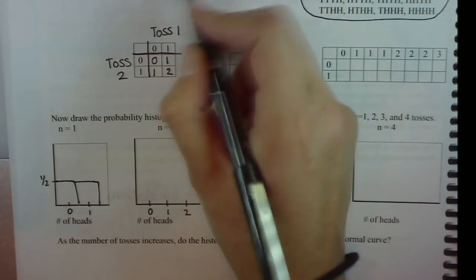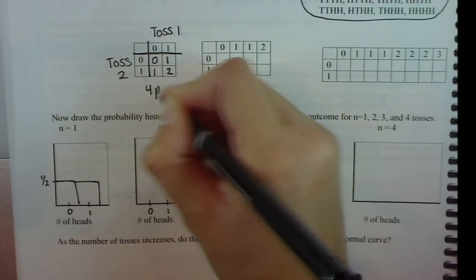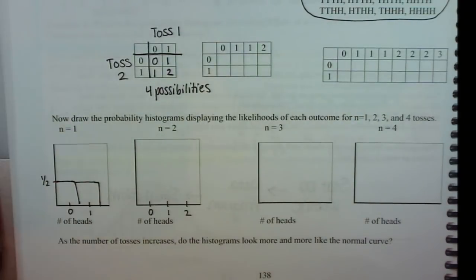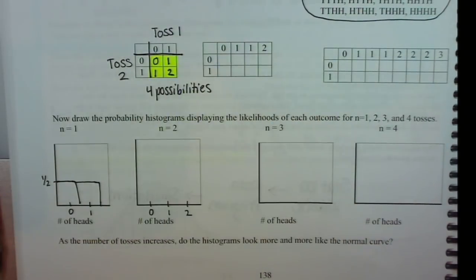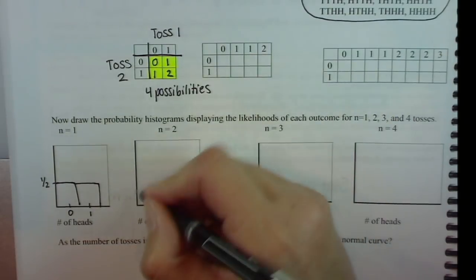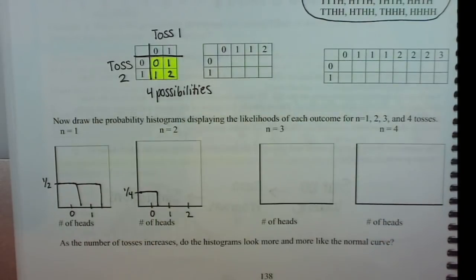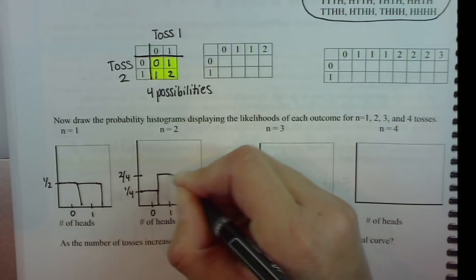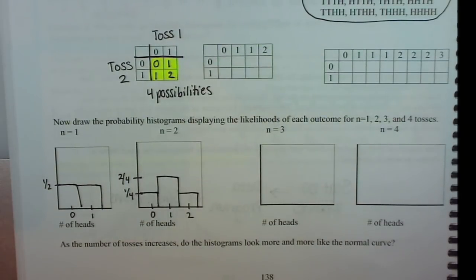So for the chance of getting 0 heads, there are 4 possibilities, and there's 1 way to get 0 heads, right? Here I have 4 possibilities. Here they all are: 0, 1, and 2. So the chance of getting 0 heads is 1 out of 4. The chance of getting 1 head is 2 out of 4. And the chance of getting 2 heads is just 1 out of 4.